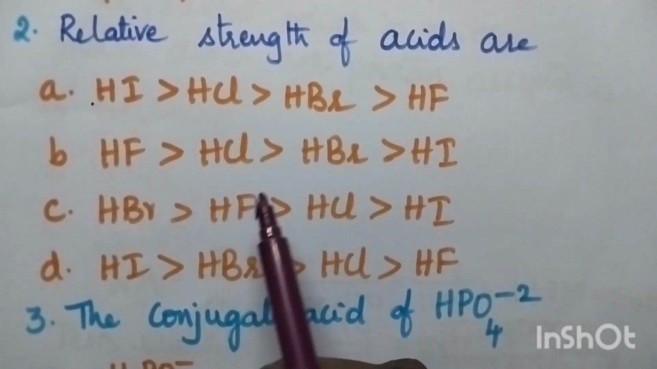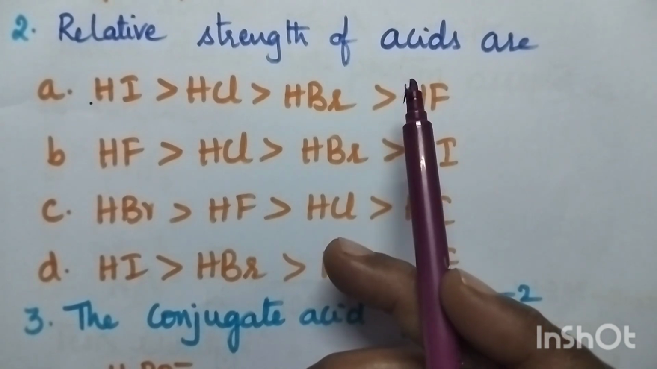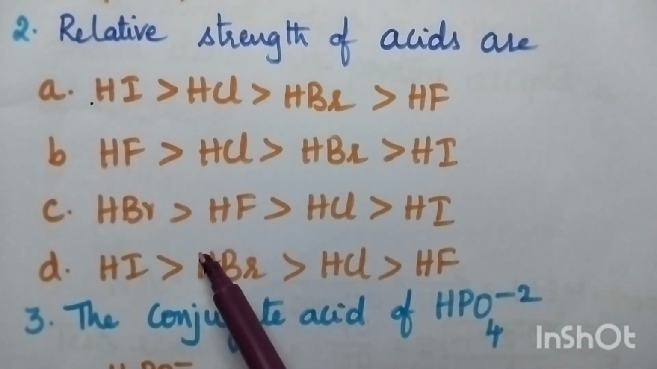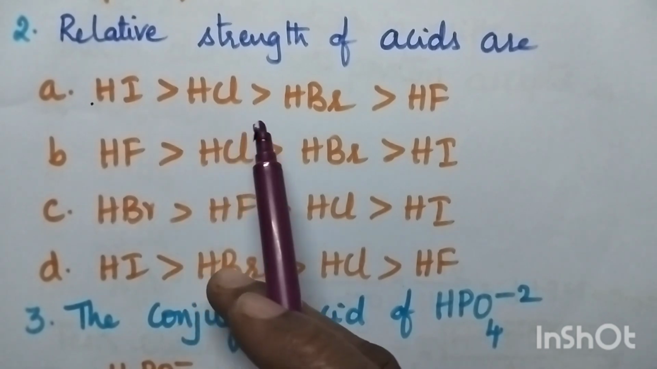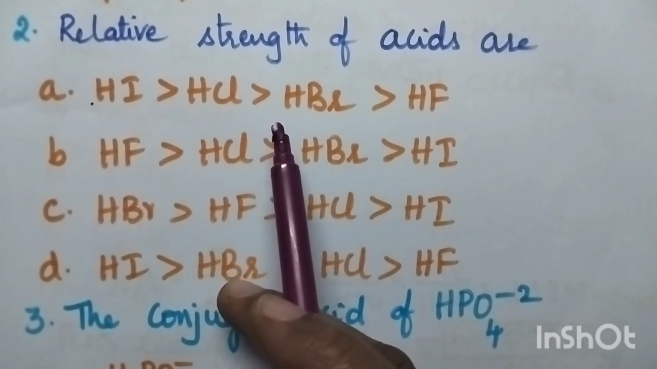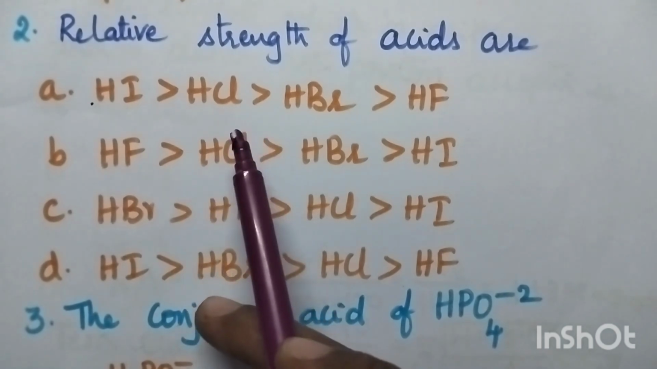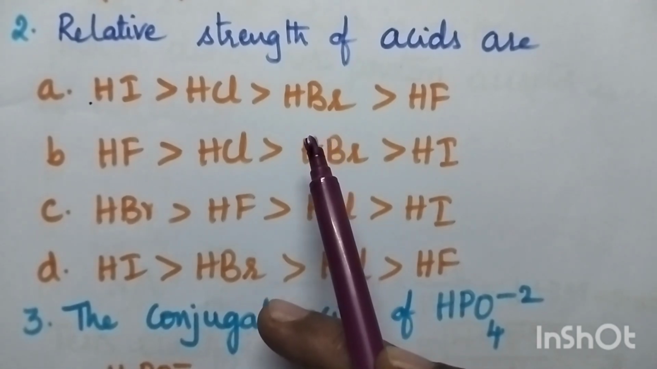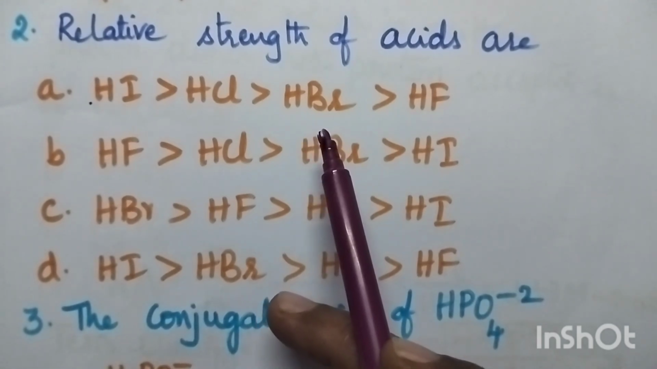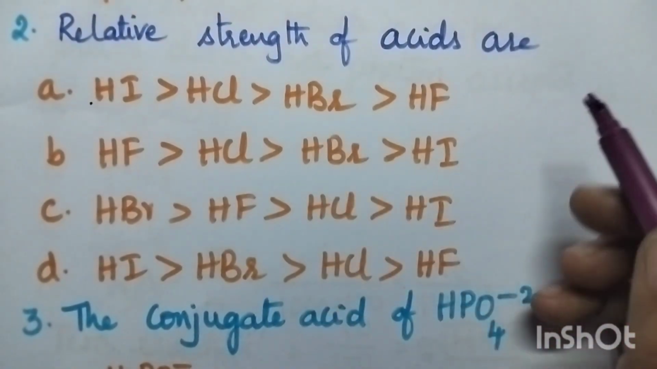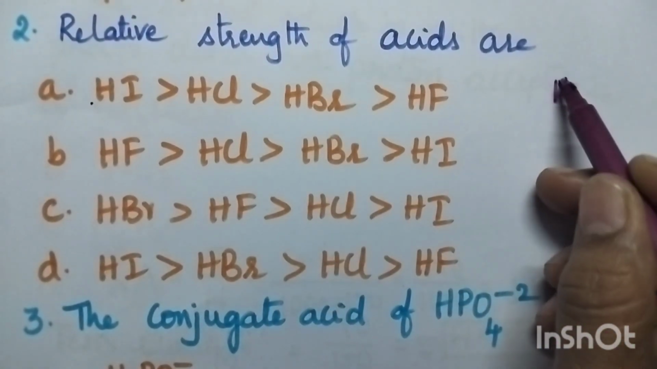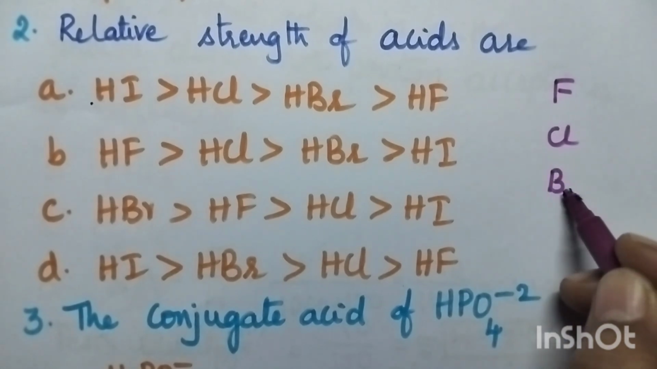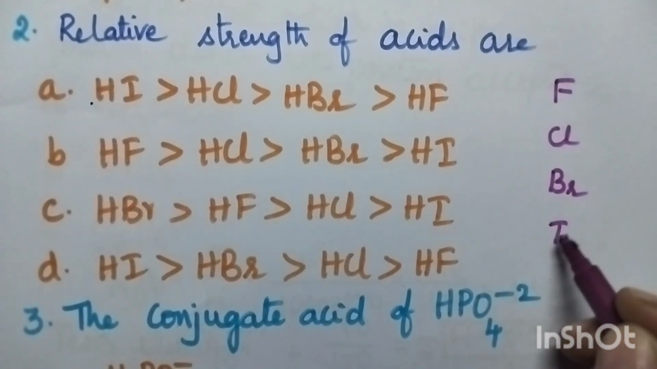Coming to the second question, the relative strength of acids are. If you carefully see the options, all the acids are hydrohalic acids. So here the strength of acids totally depends upon the size of the halogen. So here what are the halogens? Fluorine, chlorine, bromine and iodine.